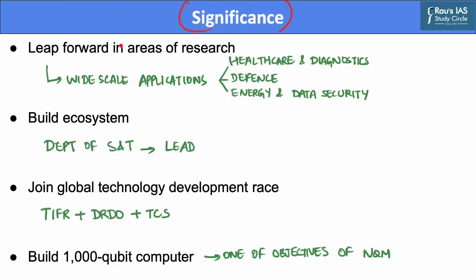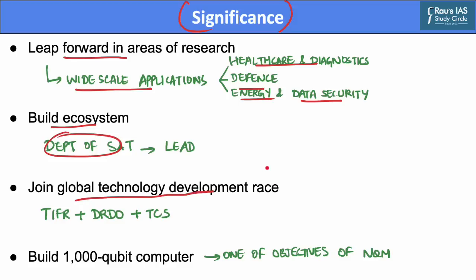The first is that the National Quantum Mission will help India take a quantum leap forward in the areas of research. It will also have wide-scale applications ranging from healthcare and diagnostics, defense, energy, and data security. The Department of Science and Technology will lead this mission and will be supported by other departments. The effort of the Department of Science and Technology is to work towards building an ecosystem which will favor quantum technology in the country. There's an excitement in the scientific community about this quantum mission because it allows India to join a global technology development race when it is still in the nascent stages.